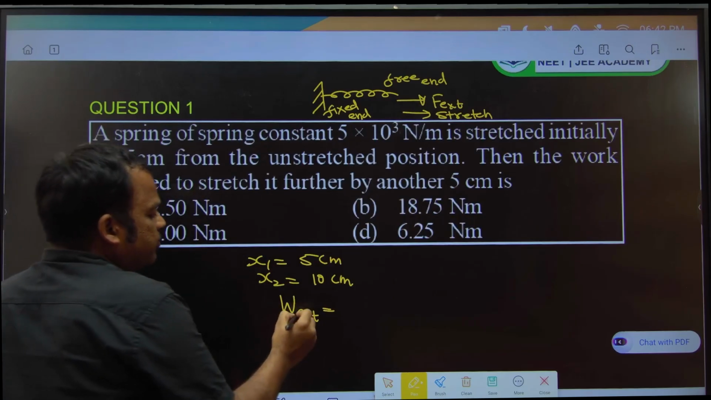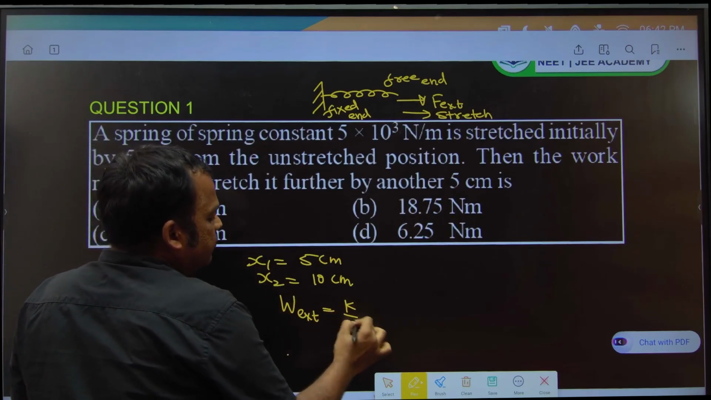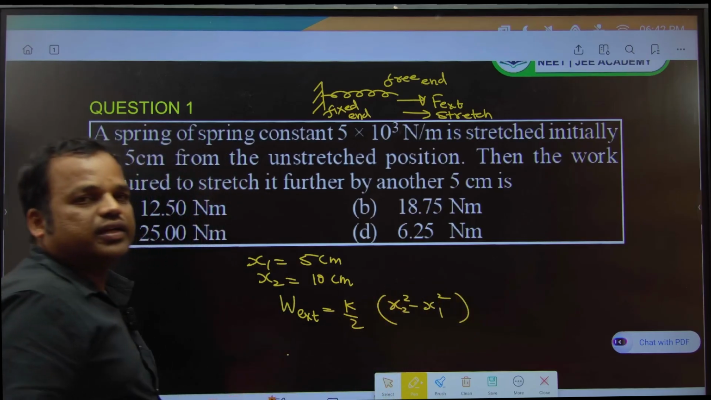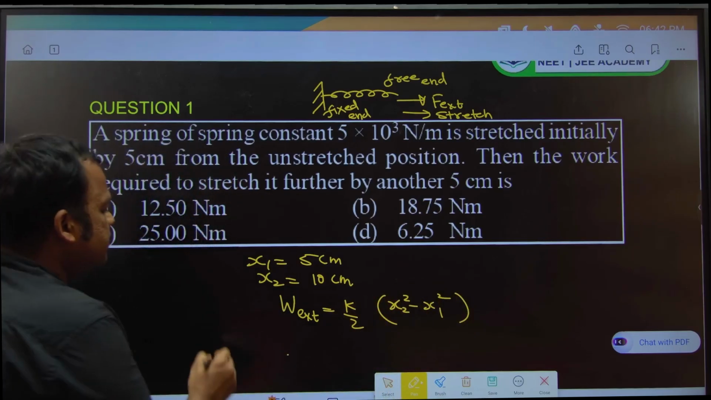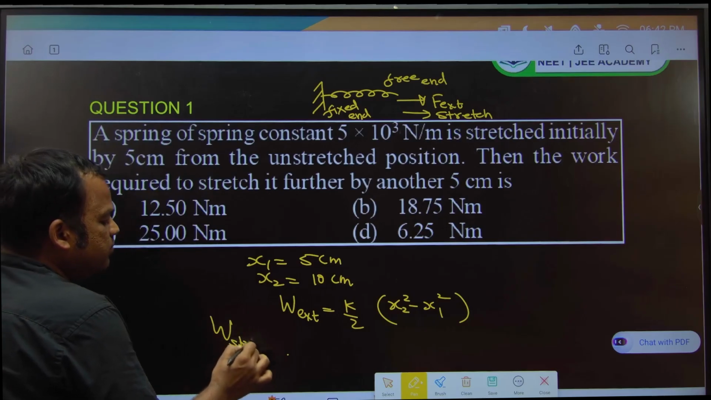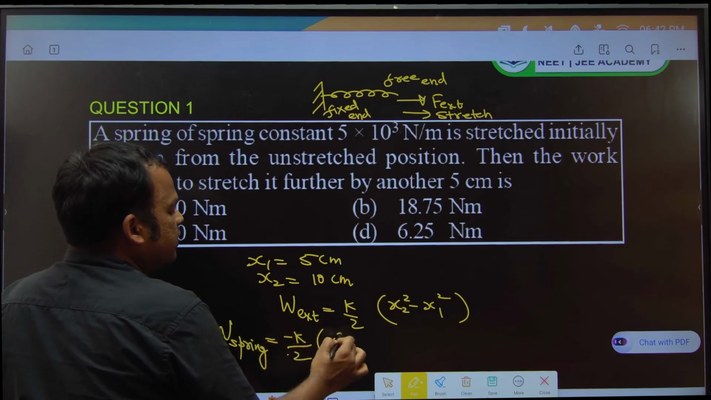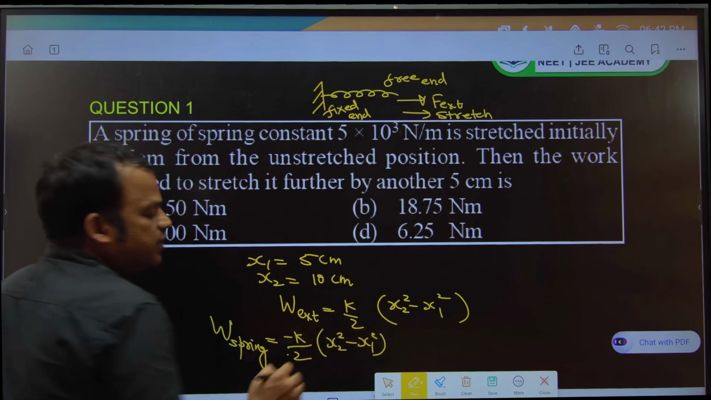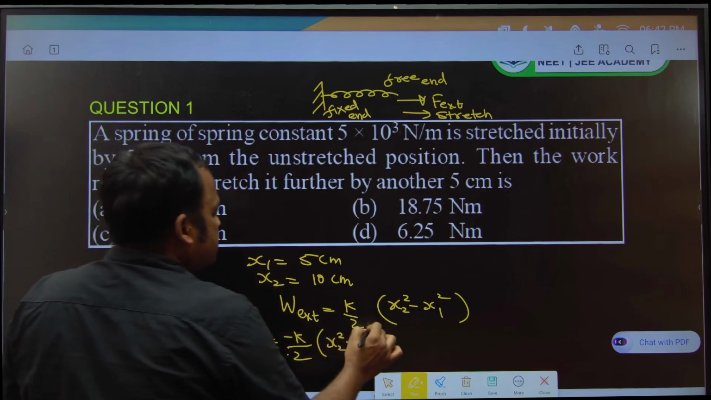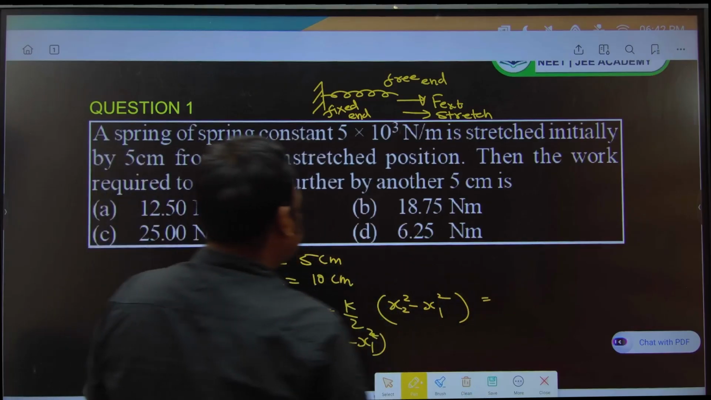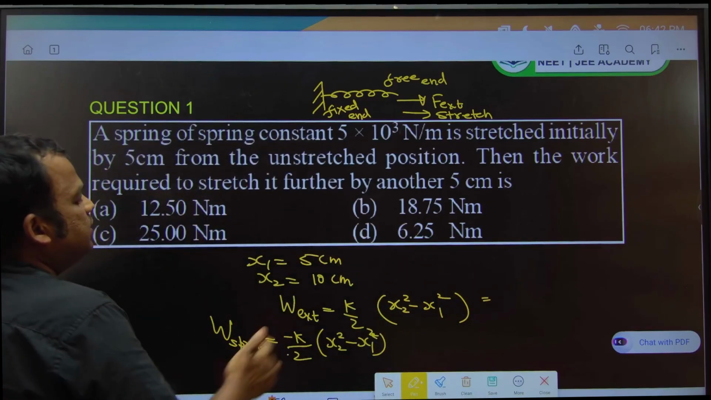So we will use the formula: external work done is equal to k by 2 into x2 square minus x1 square. If the work done by spring is asked, then we will use the formula: work done by spring is equal to minus k by 2 into final elongation square minus initial elongation square. Here they are asking for the external work done.